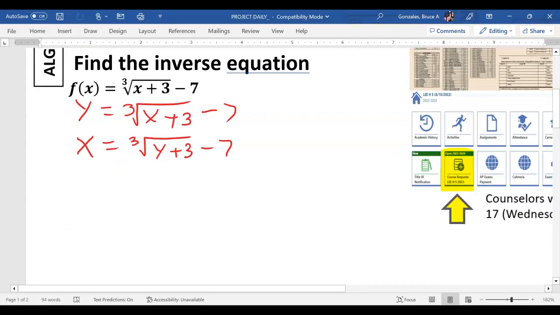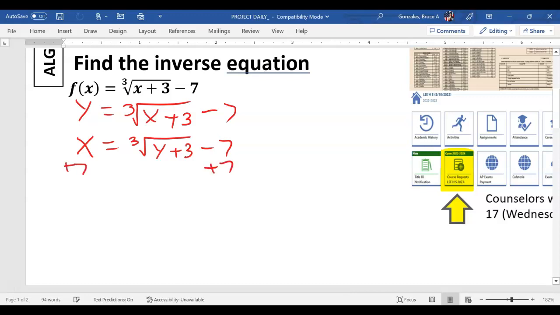Now, what do I get rid of first? Is it the cube, the 3, or the 7? The loner, the opposite, minus 7 is plus 7. Right? So x plus 7 equals the cube root of y plus 3. Okay, so the next thing we get rid of is obviously a 3, but which one? Is it the cube root or is it the plus 3? Which one goes away first? Okay, so you can't touch the plus 3 inside until you get rid of this cube root outside. So yeah, let's get rid of the cube root.